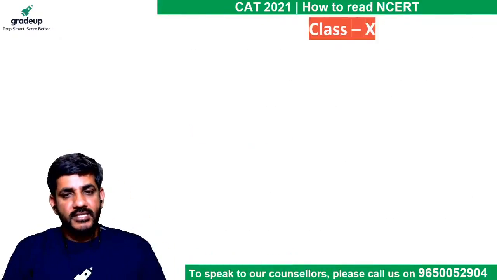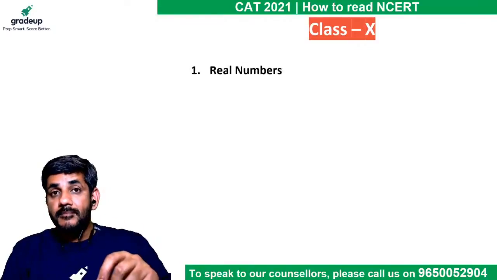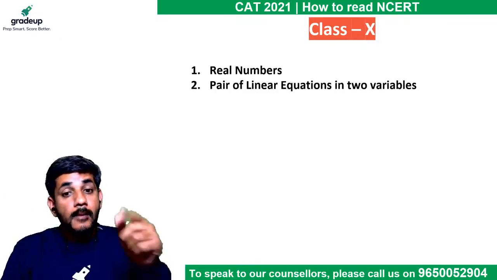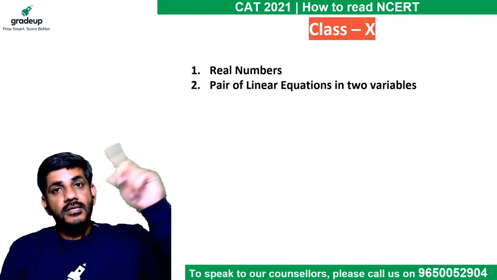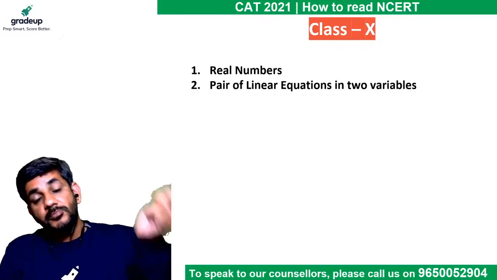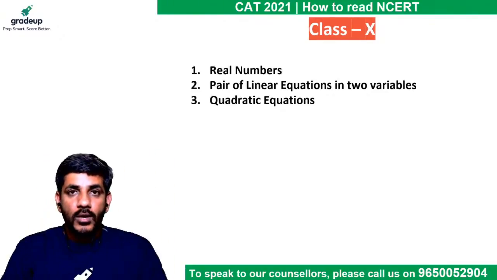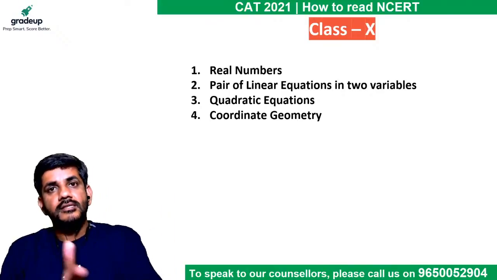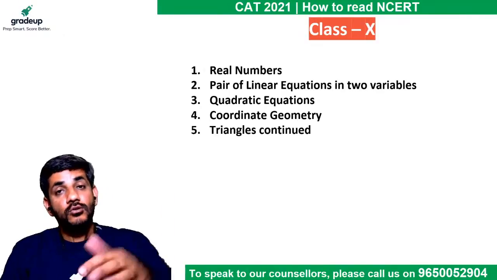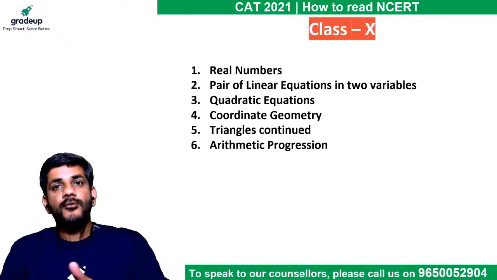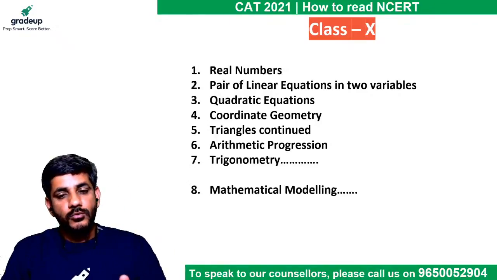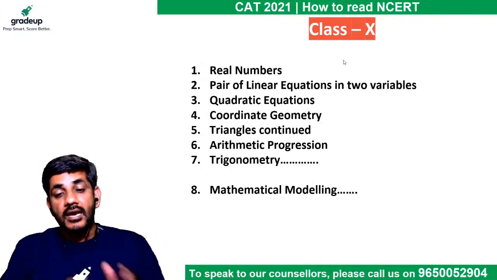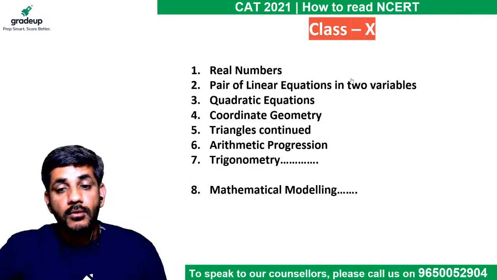Now look at the chapters here again. Real numbers. You remember? Rational numbers, number system, real numbers. They are talking about them one by one. Pair of linear equations in two variables. Linear equation in two variables, pair of linear equation in two variables. Quadratic equations are involved here. Coordinate geometry आ गयी, पिछले में भी थी. So here slightly above that. Triangles continued. पिछले में triangles था. Arithmetic progression comes over here. Trigonometry comes over here. Mathematical modeling is again continued over here. These all things are extremely important as far as we talk about CAT.